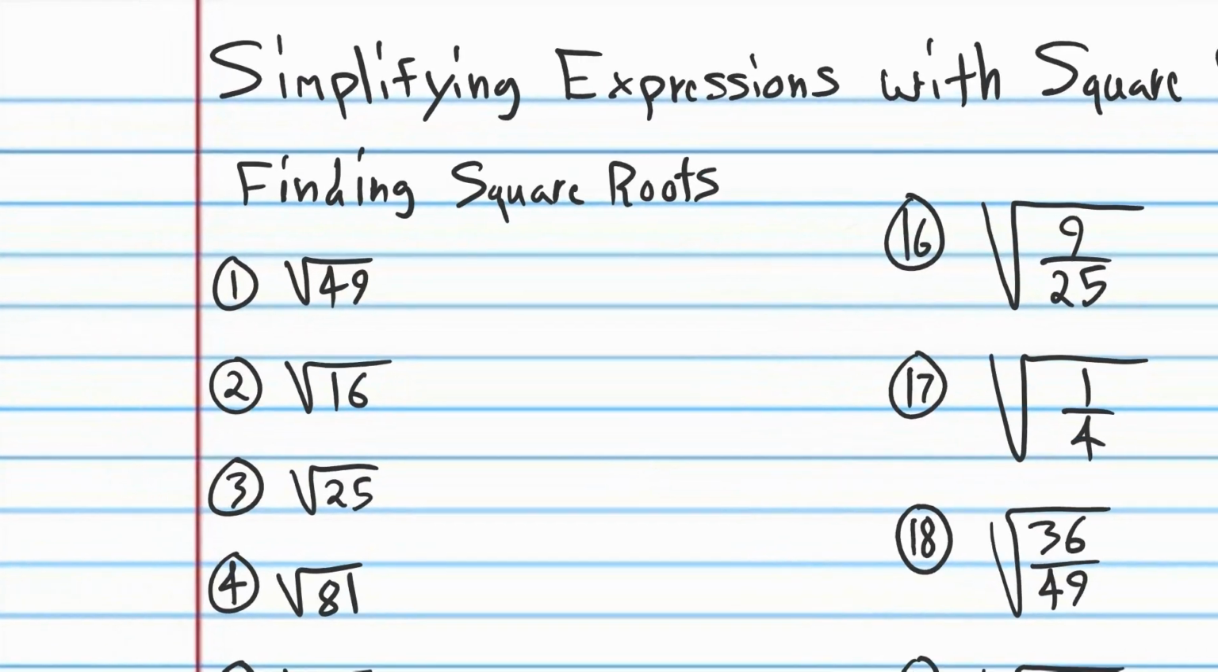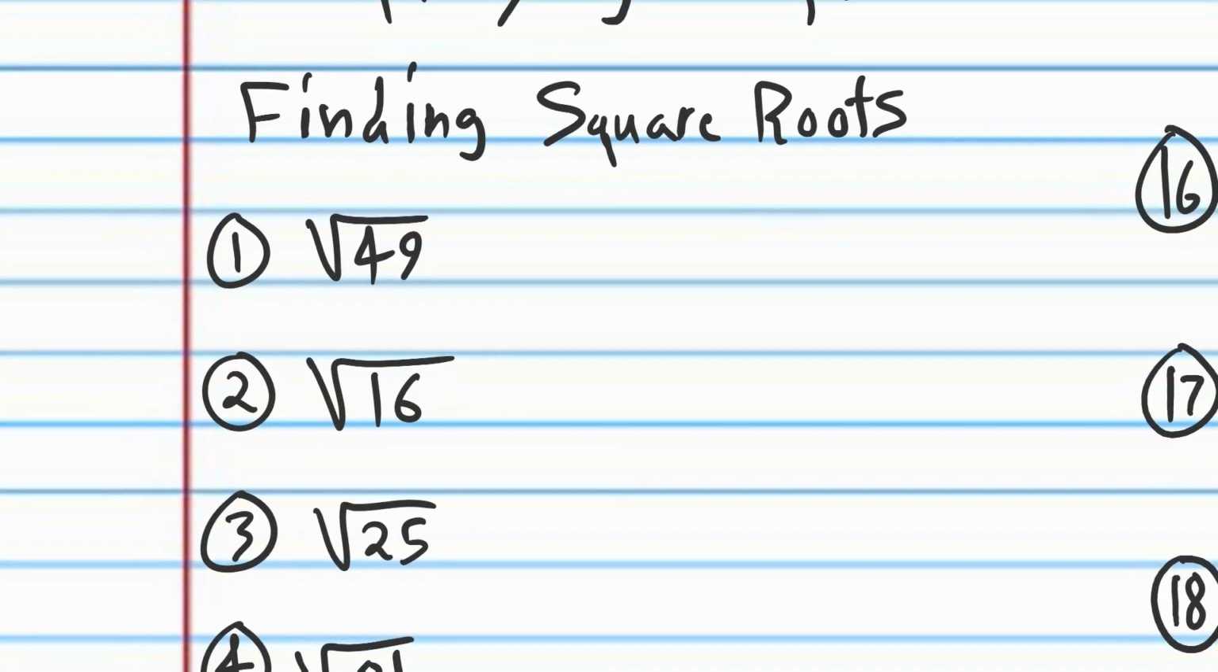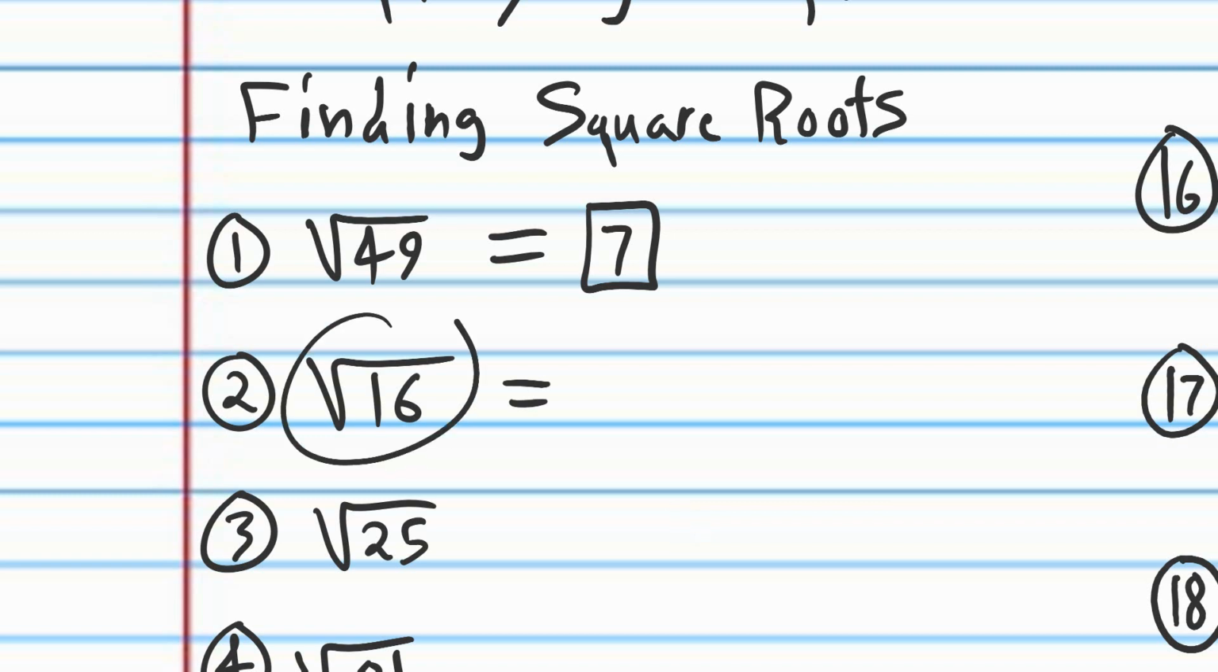We haven't learned square roots yet. This is asking what number times itself is equal to 49? And if you said 7, you're correct. So this expression is asking what number times itself is equal to 16. If you said 4, you're correct. So that's what these roots are.